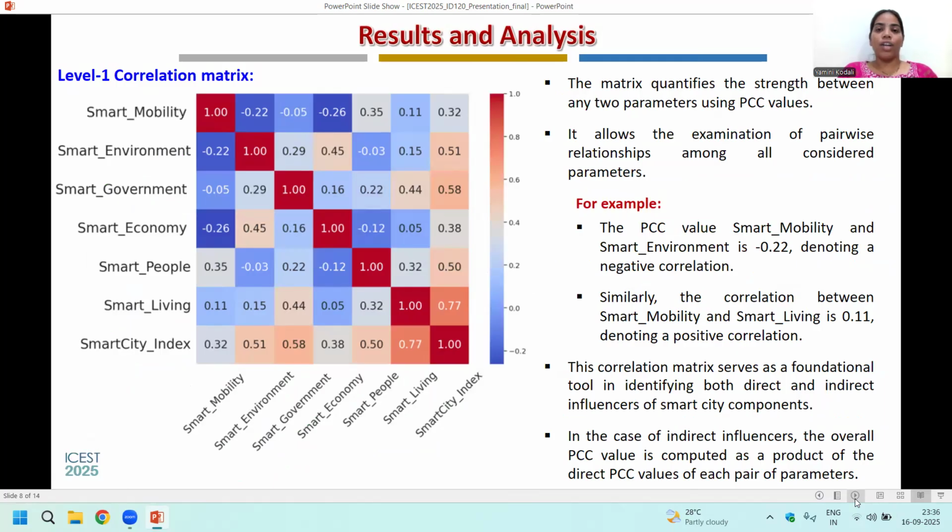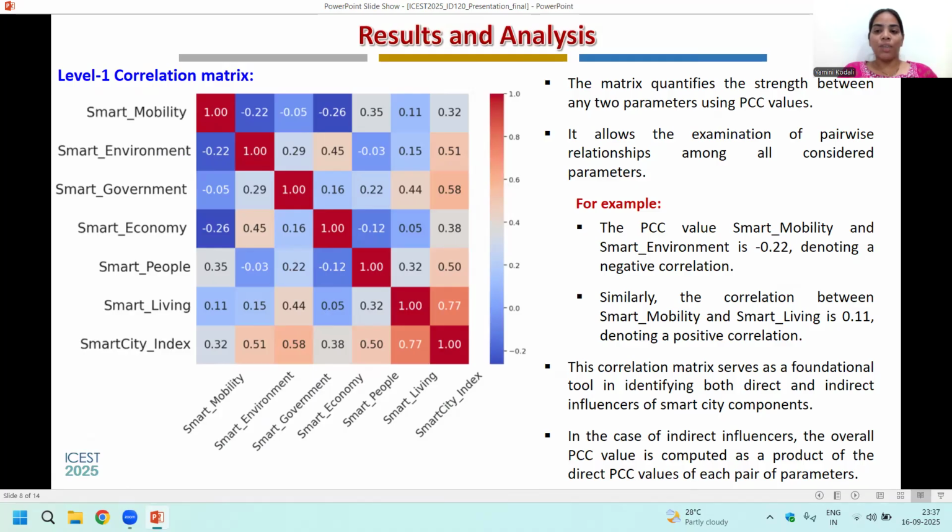And this is the level 1 correlation matrix. This matrix quantifies the strength between any two parameters using Pearson correlation coefficient values. It allows the examination of pairwise relationships among all considered parameters. For example, the PCC value of smart mobility and smart environment is -0.22, which is denoting a negative correlation. Here we can observe in this diagram as minus 0.22 between the smart mobility and smart environment.